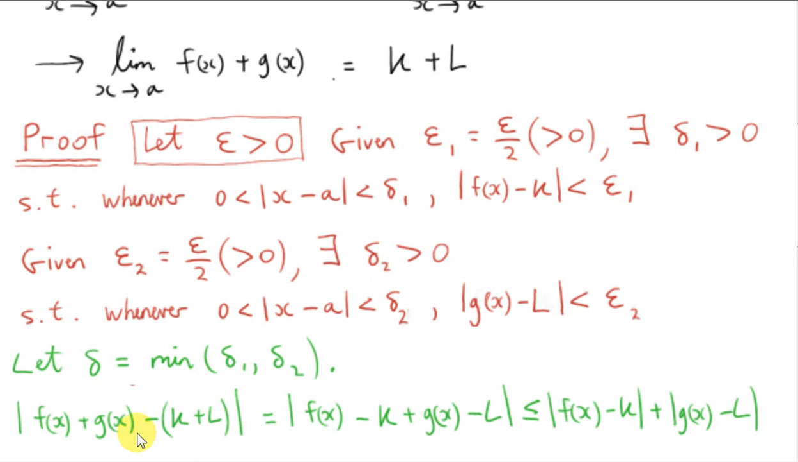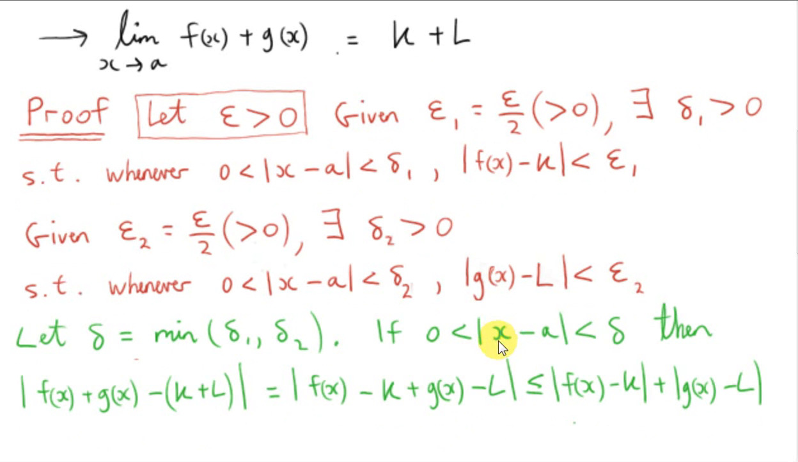We are interested in the magnitude of this quantity here because we want to prove this limit. So we want to show that the limit as x tends towards a of f of x plus g of x equals k plus L. So we want the difference, or the distance, between f of x plus g of x and k plus L. Well, we can write it like this, and then we can apply the triangle inequality to write it like this. And that's how we can use the results of the other two limits.